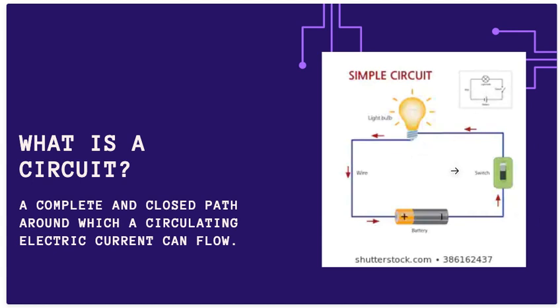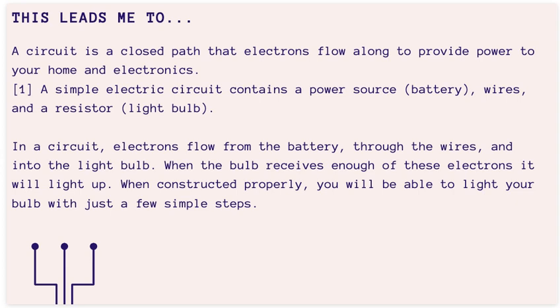Why is that? That's exactly the question that I've asked myself for a long time, and today we're going to find out. So a circuit is a closed path that electrons flow along to provide power to your home and electronics. A simple circuit contains a power source, a battery, or could be connected to, say, a turbine, like a wind turbine. It has wires and a resistor, a light bulb in our case.